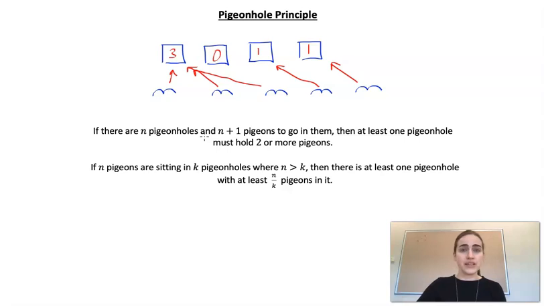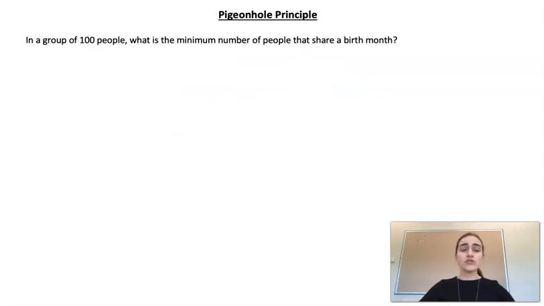Let's have a look at a few examples. Our first example says, in a group of 100 people, what is the minimum number of people that share a birth month? It's always good in these to identify what your pigeons and what your pigeonholes are. If we have 100 people, that's our pigeons. I'm just going to use P. Then we're talking about birth months. There are only 12 possible months, so that 12 is our pigeonholes. The birth months are our pigeonholes.